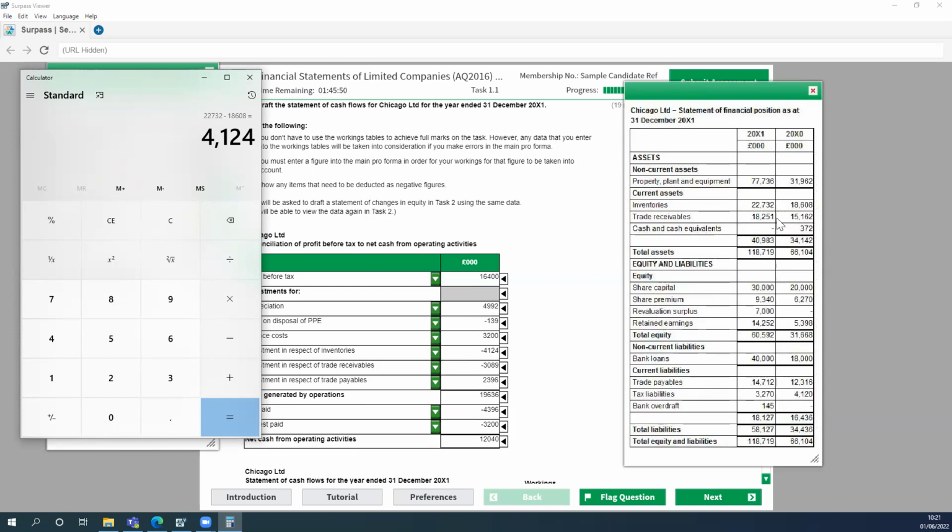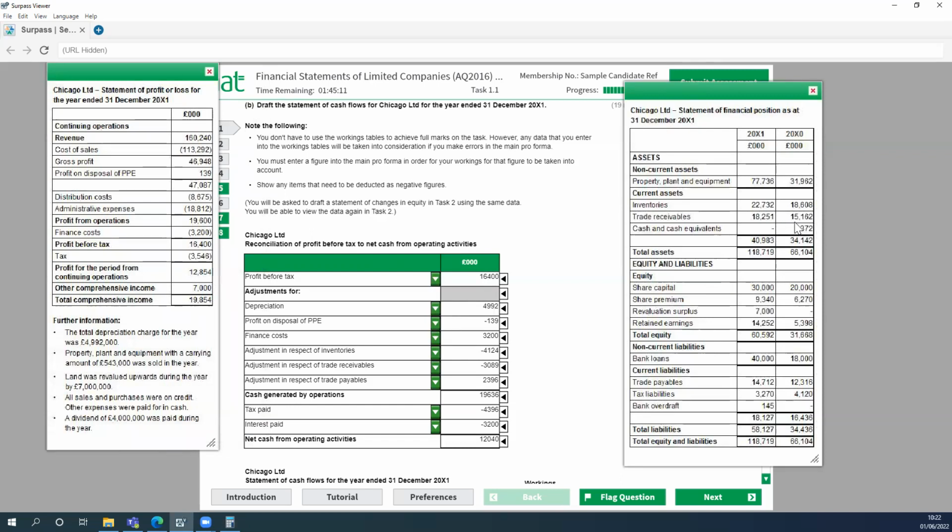Okay, so for this one, again, I always say state the obvious, or think of the obvious. If your trade receivables go down, it means they've paid you. If it goes up, it means they've not paid you. So it'll be an outflow. So again, for this one, 18,251 minus 15,162 is 3,089. Okay, so again, that is a minus because they have not paid us for the goods that we've sold them.